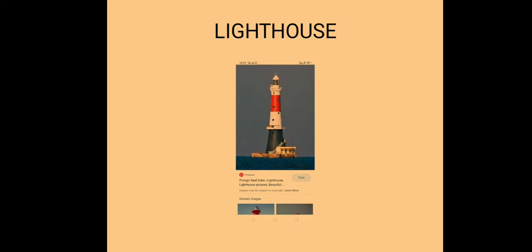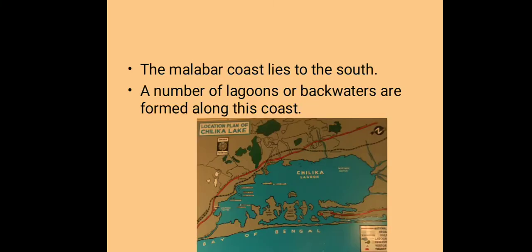Next is the Malabar coast. Now the Malabar coast lies to the south, and what is the speciality of Malabar coast? That a number of lagoons or backwaters are formed along this coast.